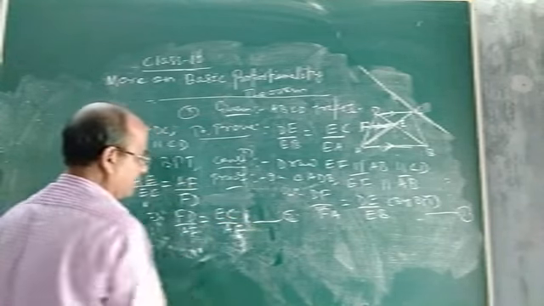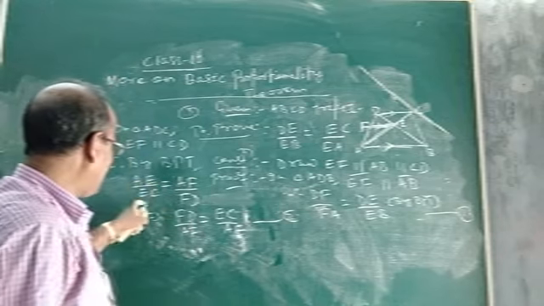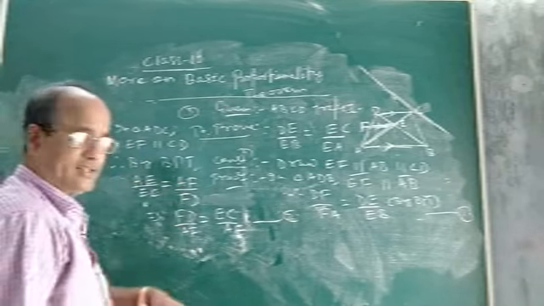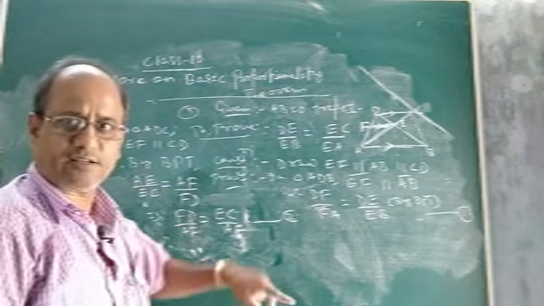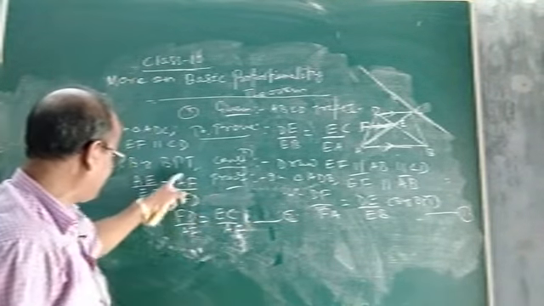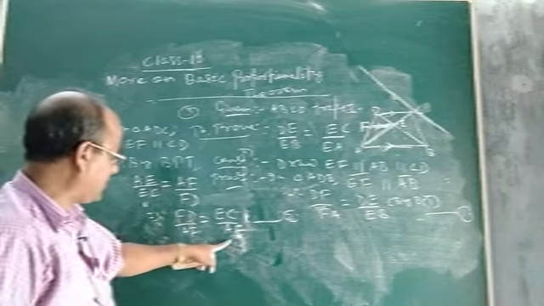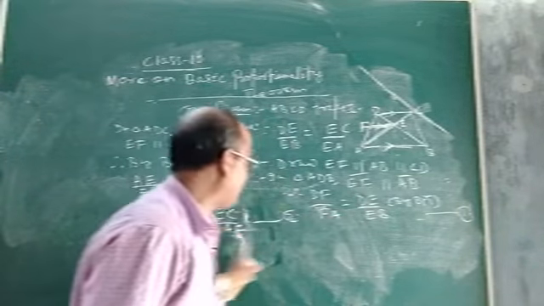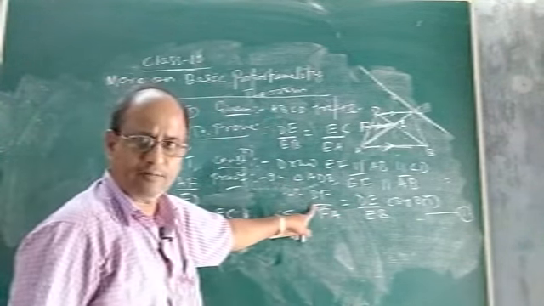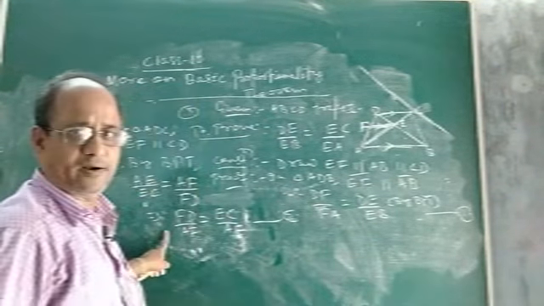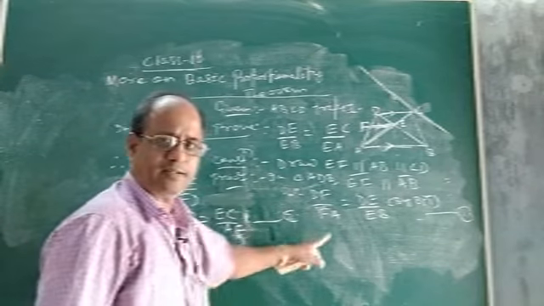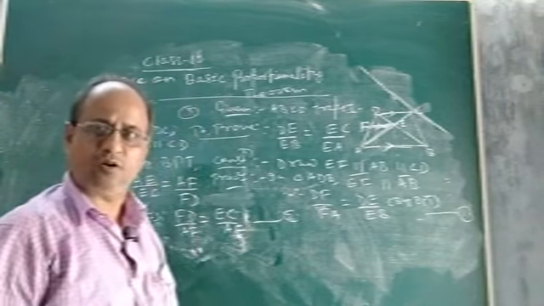No problem. See, AE by EC equal to AF by FD. Just take the reciprocal of the ratios. It will be FD by AF equal to EC by AE. Now you see, compare 1 and 2. Look at the left hand side. Whatever is the left hand side here, the same left hand side is here. So as their left hand side is same, their right hand side will also be same.